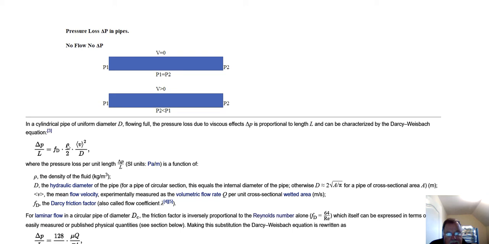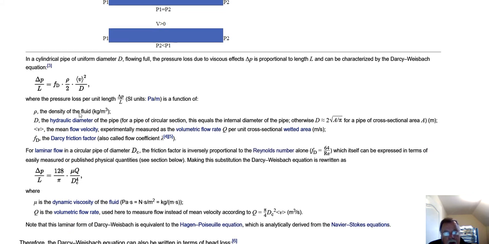So the only variable is rho, the density, and D is the diameter, which is fixed, and V is the velocity, which is the only other variable. So basically, in this formula here, the only variable is V, and that gives you the delta P. That's translated then into Q, which is basically the same as flow.